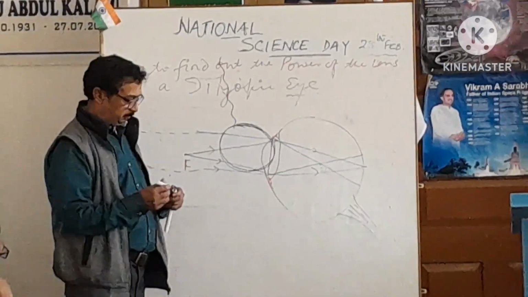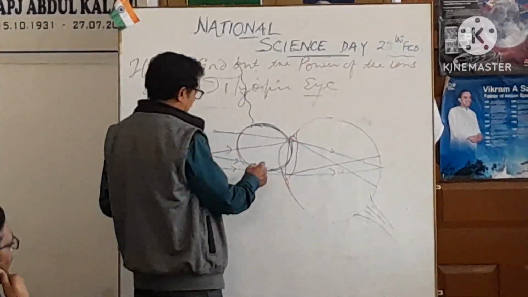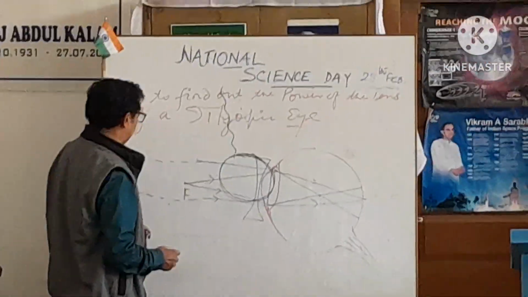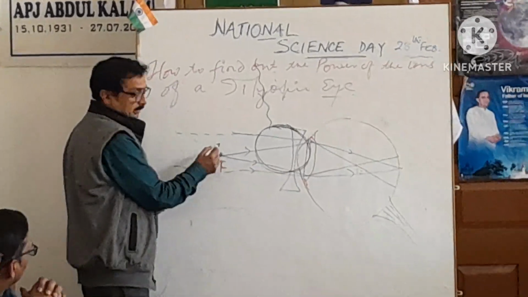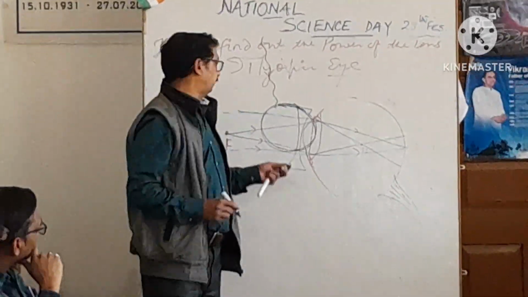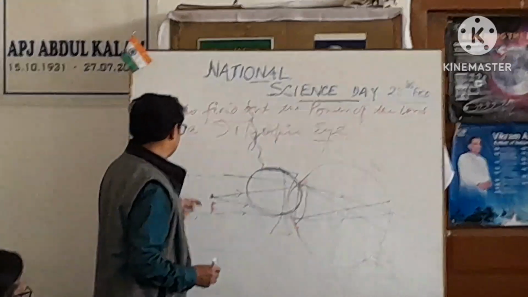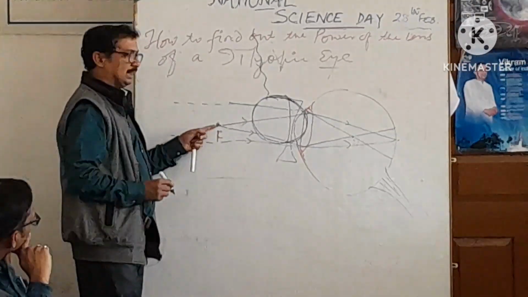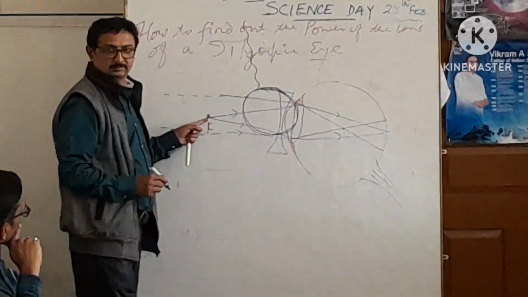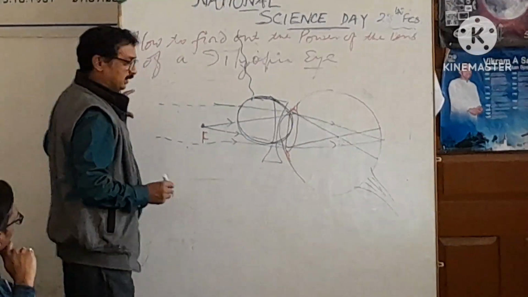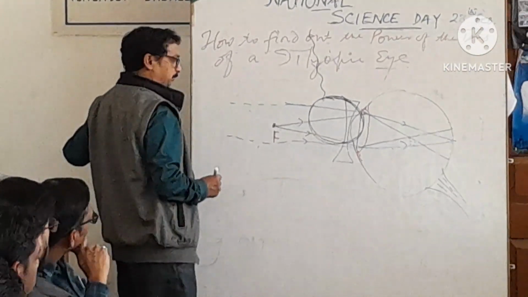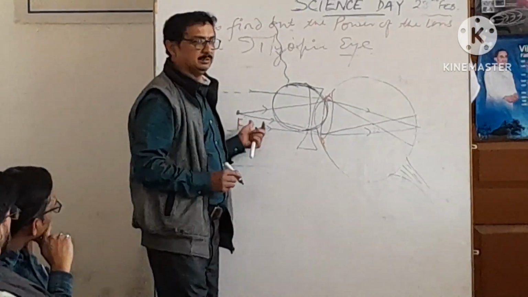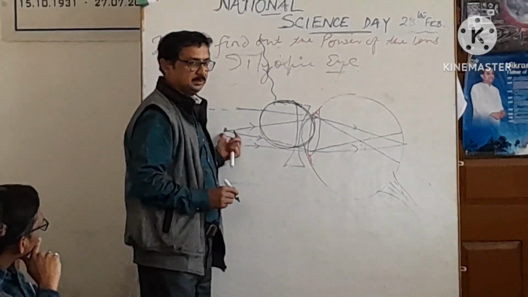The correction is a concave lens. So this is the far point of the myopic eye. When we use a concave lens, what happens? The image of the object at infinity is formed at the far point of the myopic eye, and that is why the person is able to see.